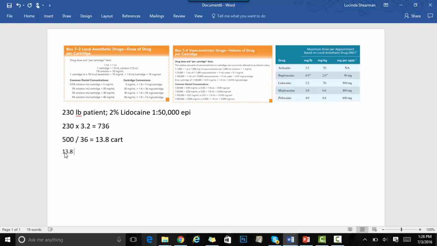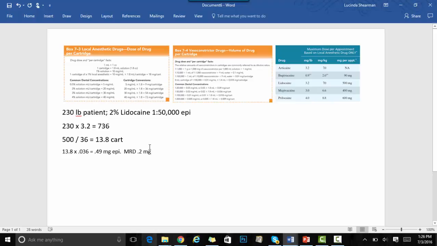13.8 cartridges times 0.036 milligrams of epinephrine per cartridge will equal 0.49 milligrams of epinephrine. Now, this is way over the MRD of 0.2 milligrams. So epinephrine for this patient is the limiting factor.